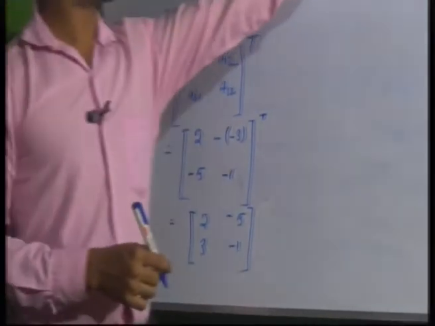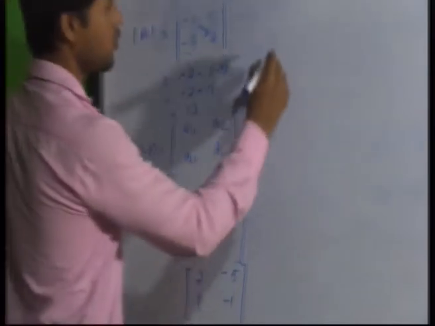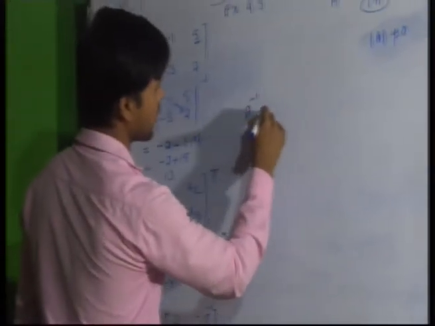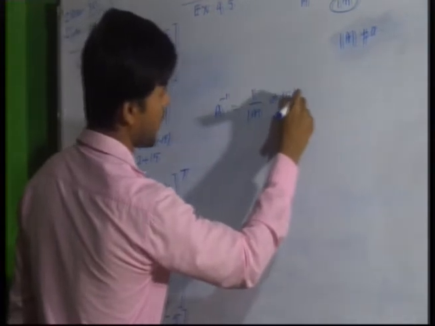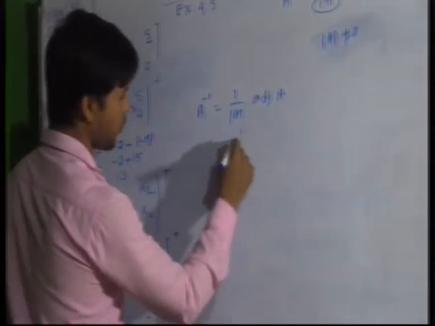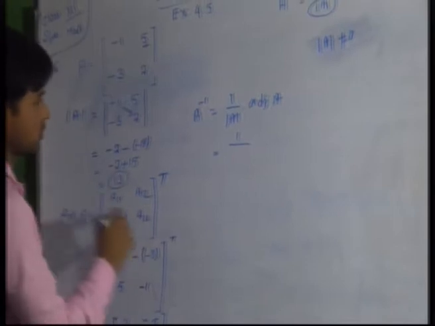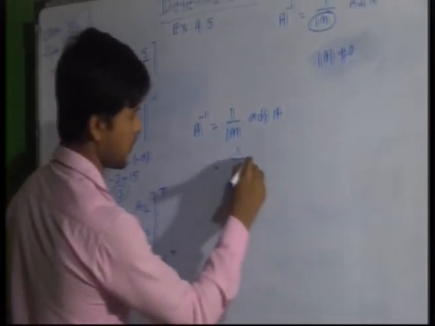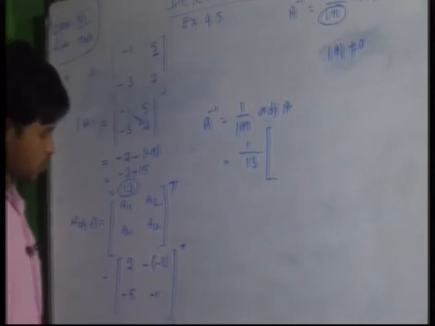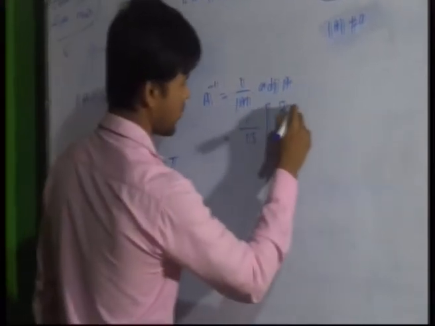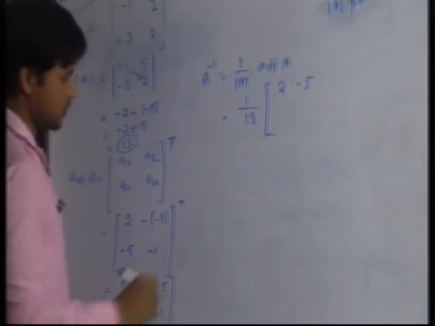Now, apply this formula to calculate the inverse. So A inverse is equal to, write the formula once, 1 by det A into adjoint of A, that means 1 by the value of det A, which is 13, into adjoint A, a matrix whose value is 2, minus 5, 3, minus 1.